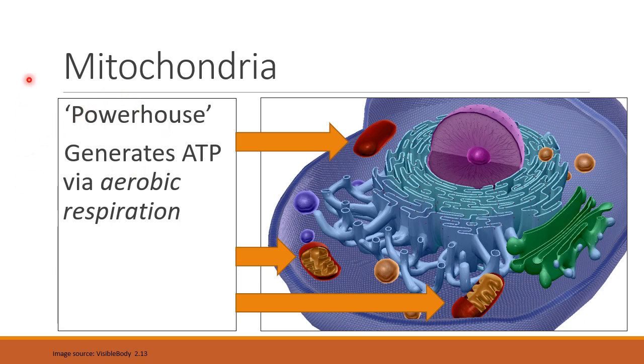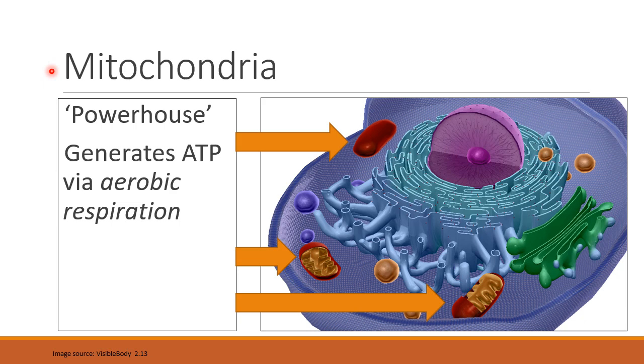Next up, we have mitochondria. The mitochondria are the powerhouse structures of the cell. I used to learn it as the mighty mitochondria because it generates lots of power, if you will. And that power is in the form of, that's right, ATP, adenosine triphosphate.